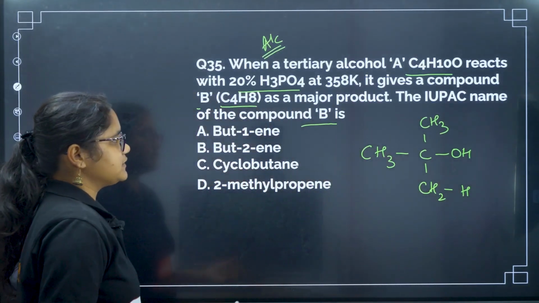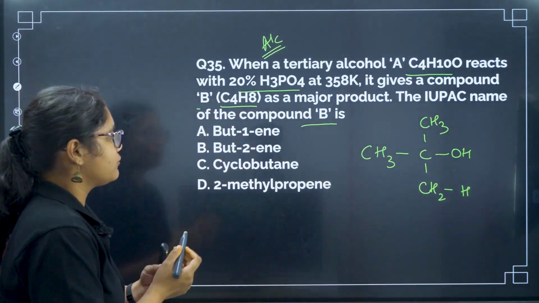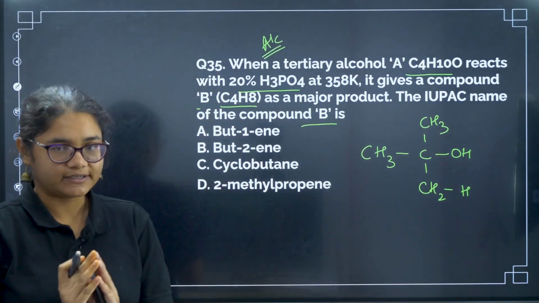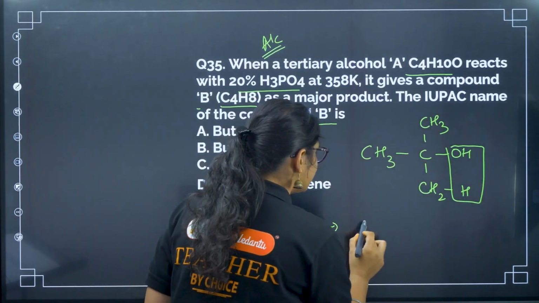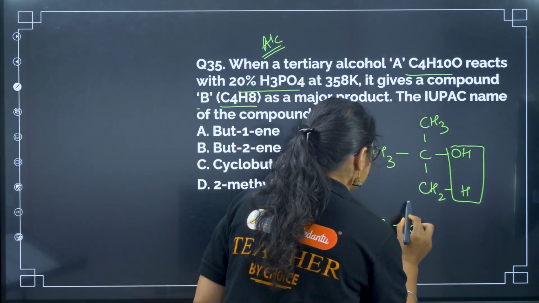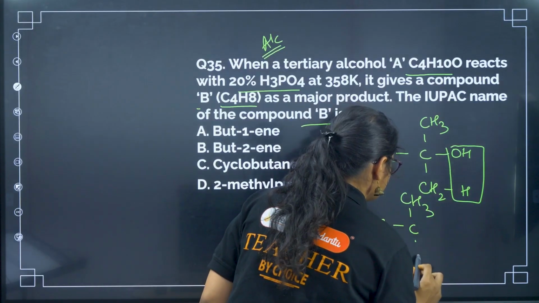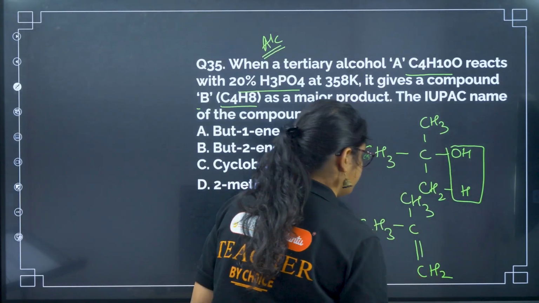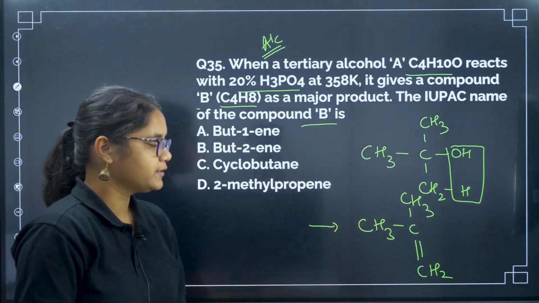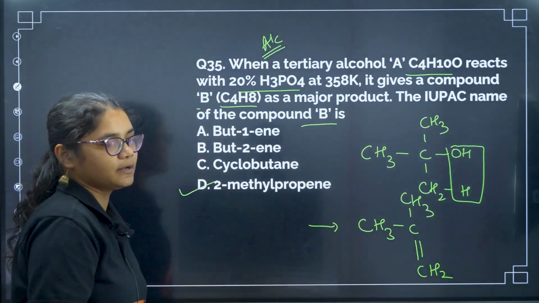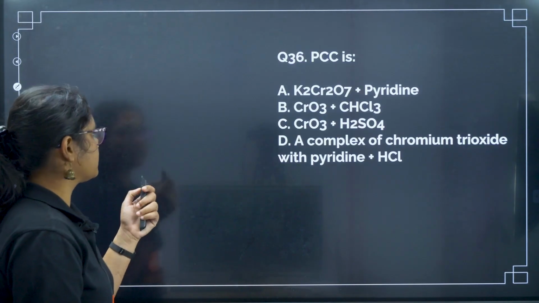Now 20% of H3PO4 at 358 Kelvin. So what will it do? H3PO4 will do dehydration, right? So dehydration means this one will go. So we will get the compound CH3, C, CH3, double bond CH2, right? So what will be the name of this compound? 2-methyl propene. Okay, so the correct answer for this question is option number D. This one was an easy question.